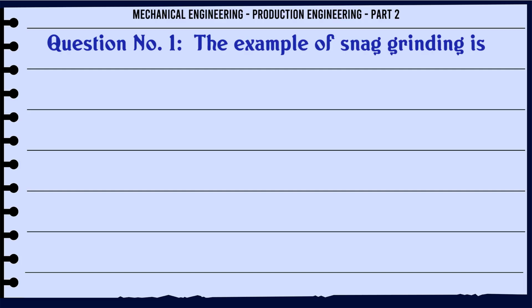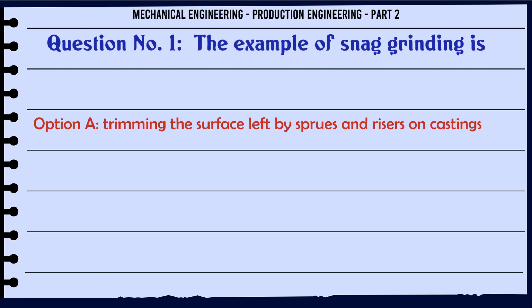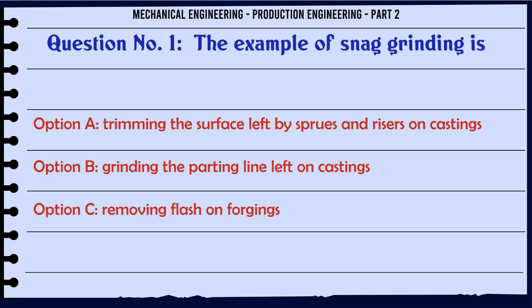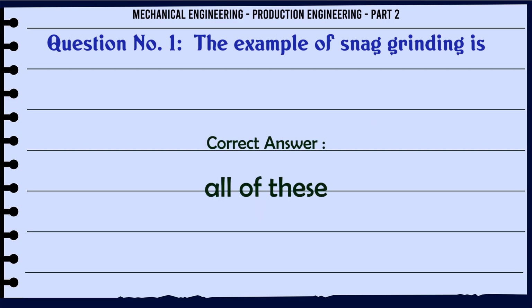The example of snag grinding is A. Trimming the surface left by sprues and risers on castings. B. Grinding the parting line left on castings. C. Removing flash on forgings. D. All of these. The correct answer is all of these.